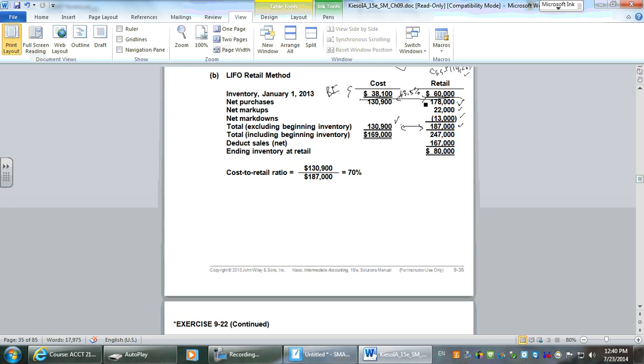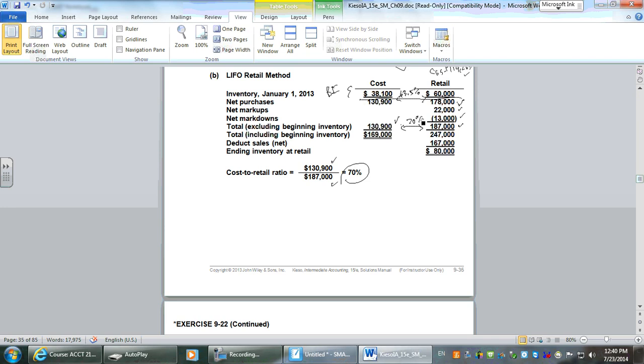What's 130,900 divided by 187? What's that percentage? 70%? Okay, they did it down here, didn't they? Okay, there it is. So, by the way, what happened to my cost of goods sold as a percent of sales in this company? Going up. Yeah, it is. Okay, 70%. Okay, so you can see that, right?